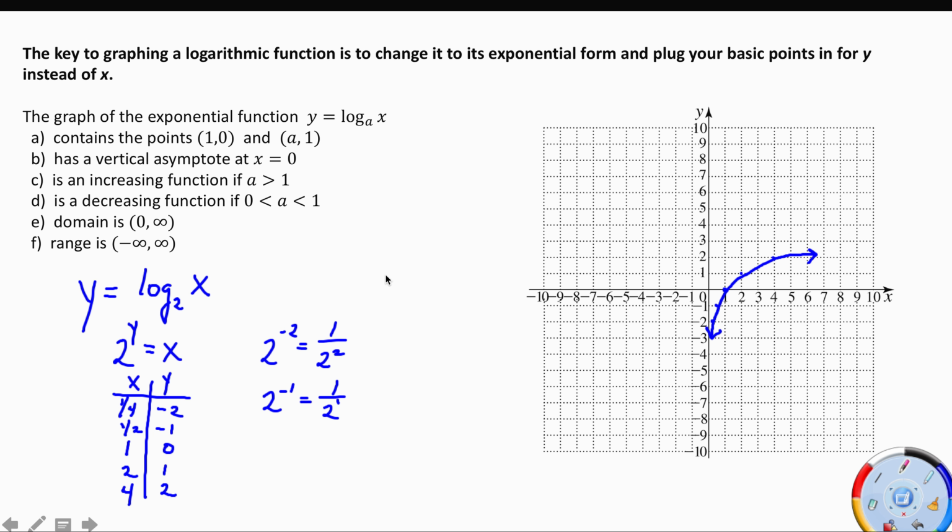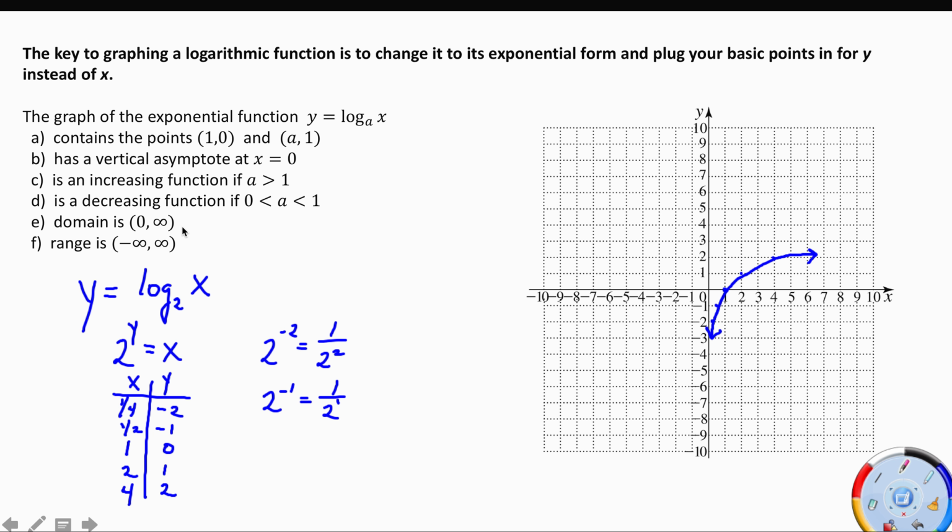Instead of having a horizontal asymptote at y equals 0, it has a vertical asymptote at x equals 0. It's increasing if a is bigger than 1, and it's decreasing if a is between 0 and 1. If a is between 0 and 1, it's going to look like this. Sorry, it'll still go through that point. It's going to look like this, right? We'll look at one of those in just a minute.